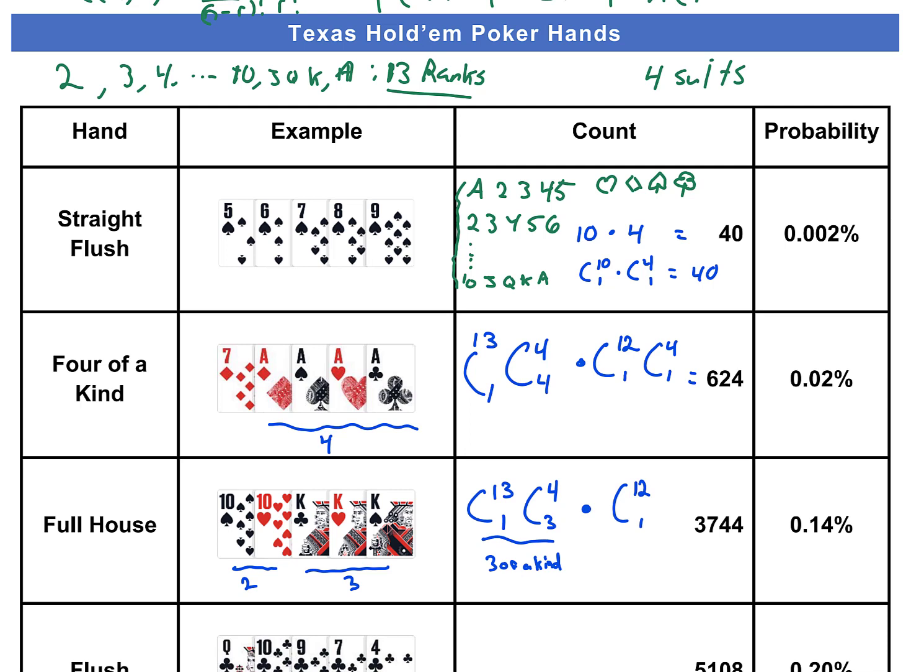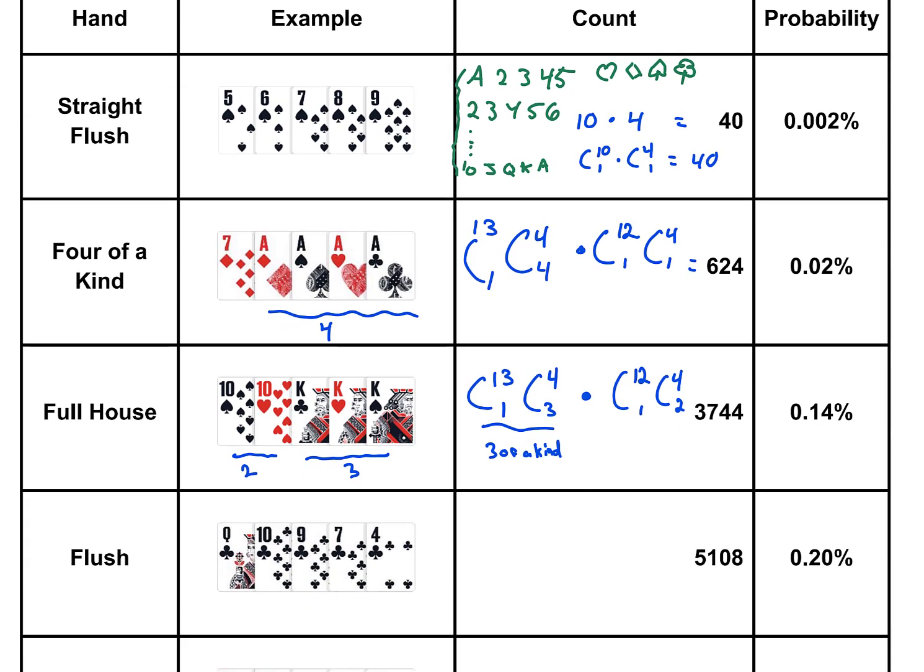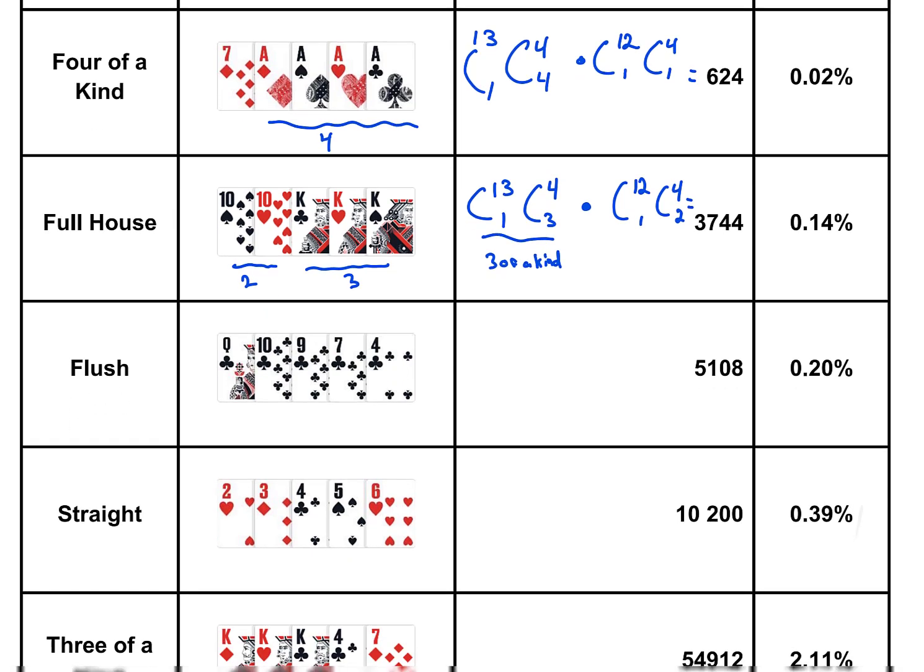You have 12 ranks left, and then you have 4 suits. So then you choose 2 of them. So then that would give you your 5 cards. So when you punch this in, you should get 3,744 or 0.14%. You can see that these hands are still pretty rare, and that's why they're good hands, right?